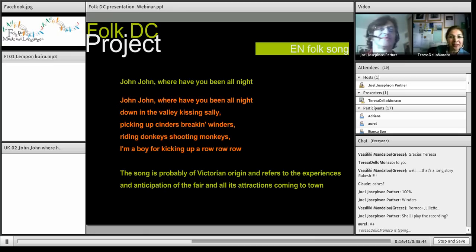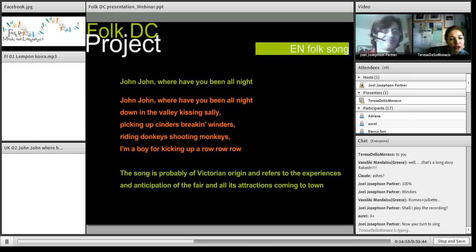Isn't it a lovely song? This is an old one. It's very old, actually, and we are trying to use old songs, but partners have also provided new songs also, but one of the criteria was to include old songs in our set for the project. And we have also other old songs in the English songs, but we just like to focus on John John, and we try to sing it together.